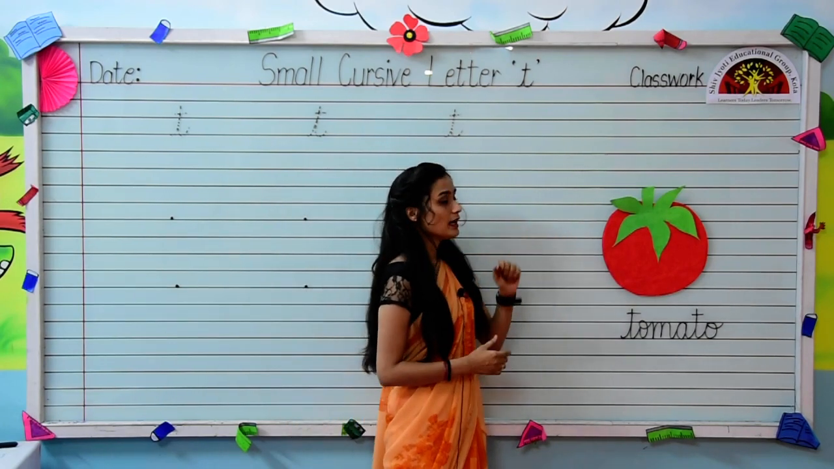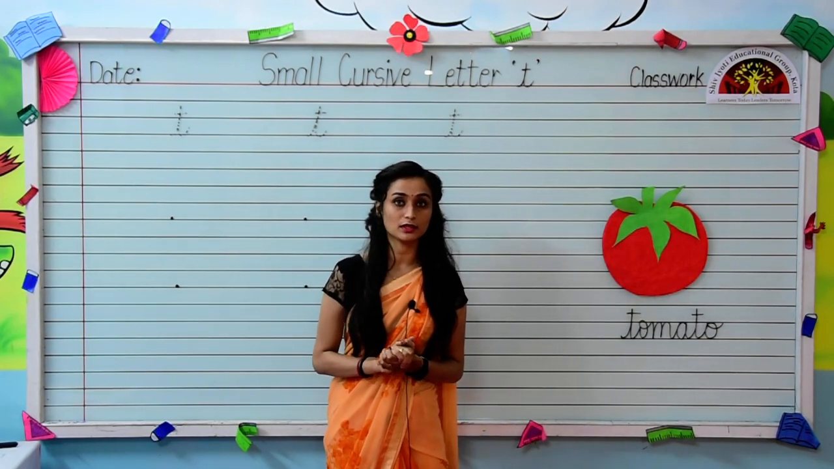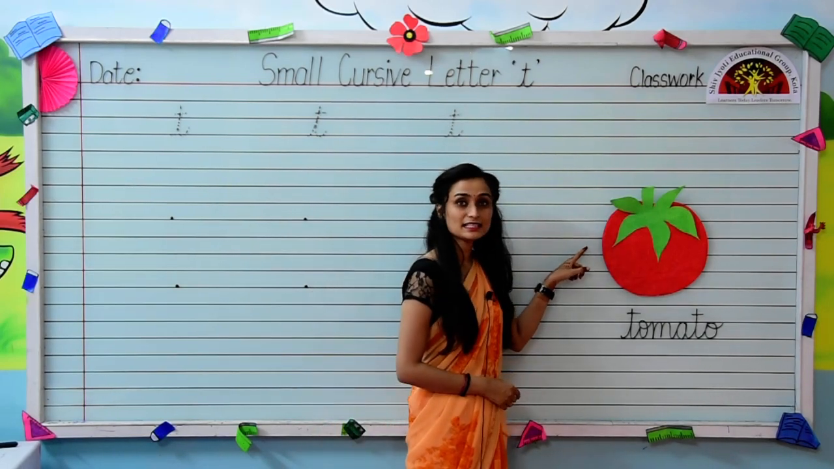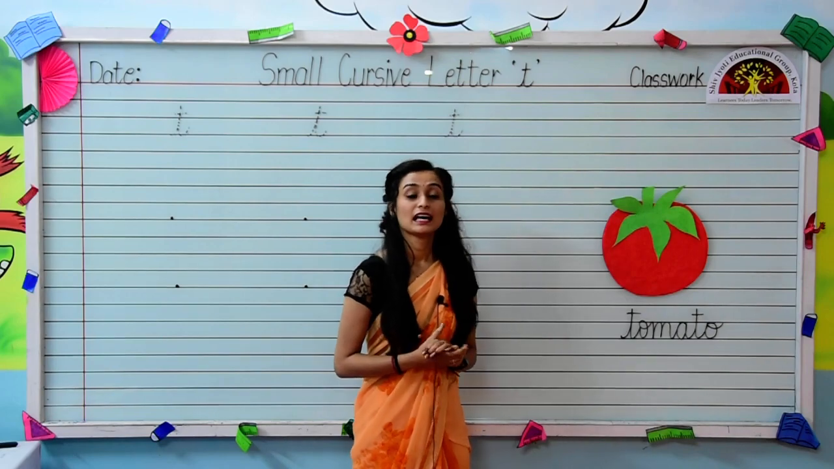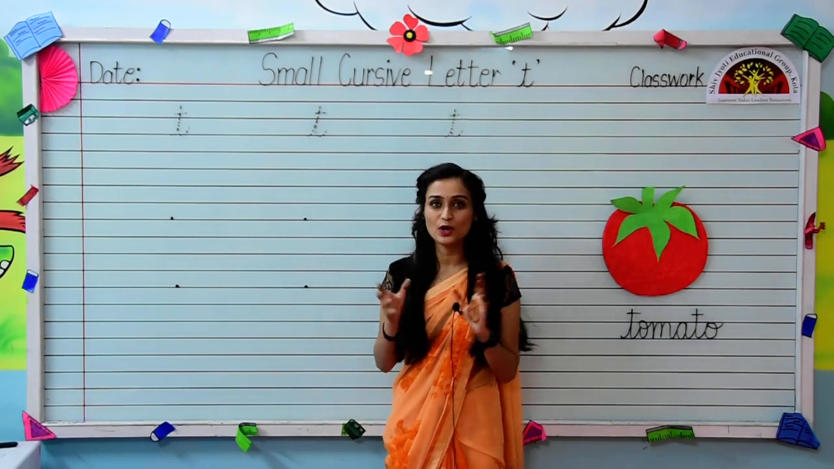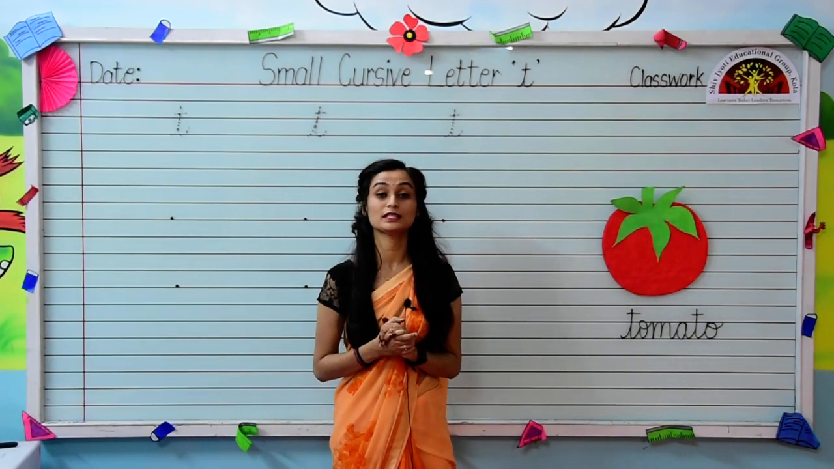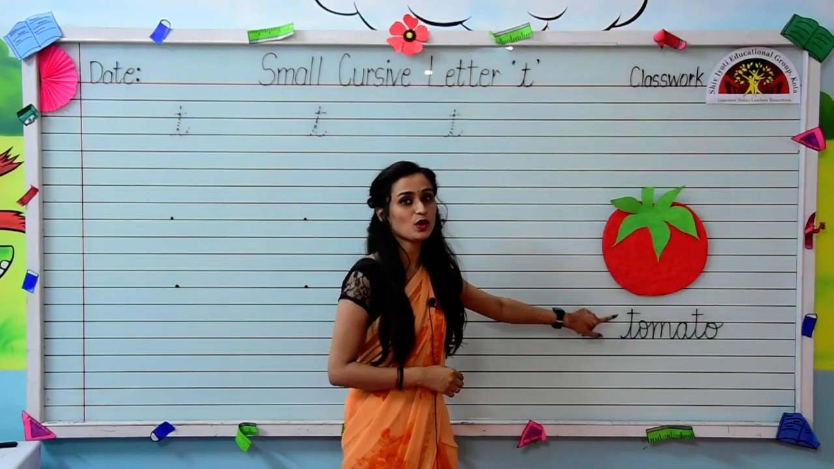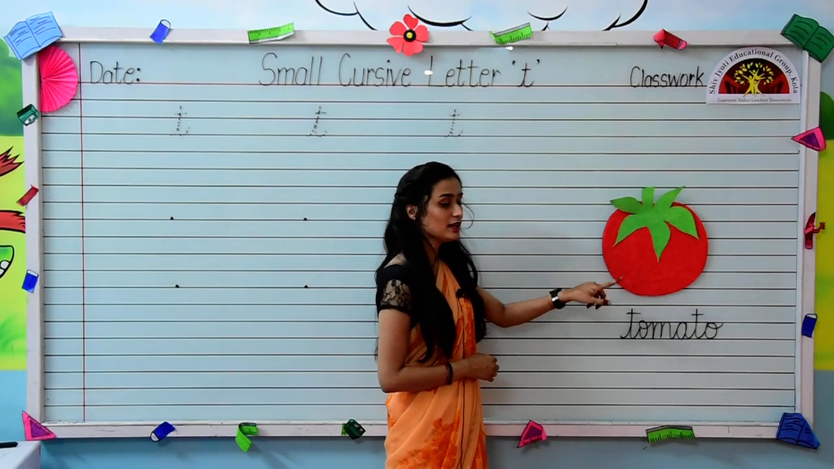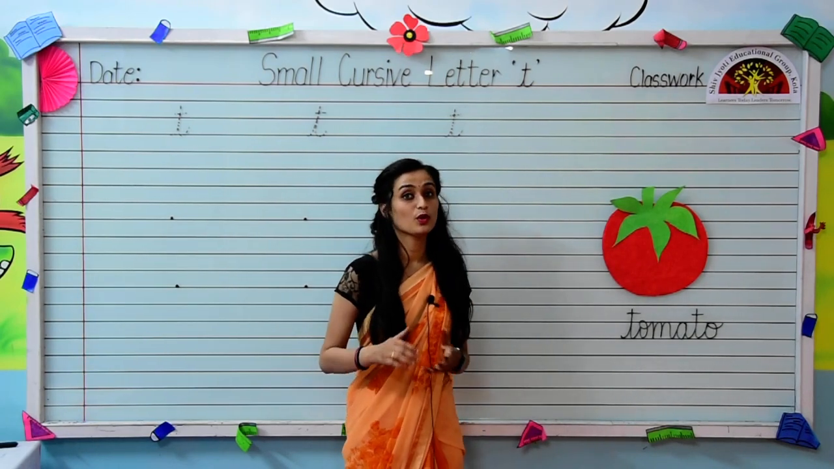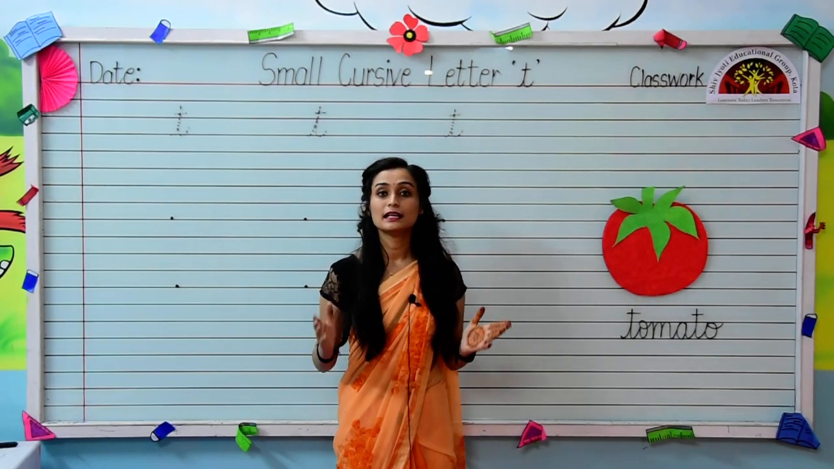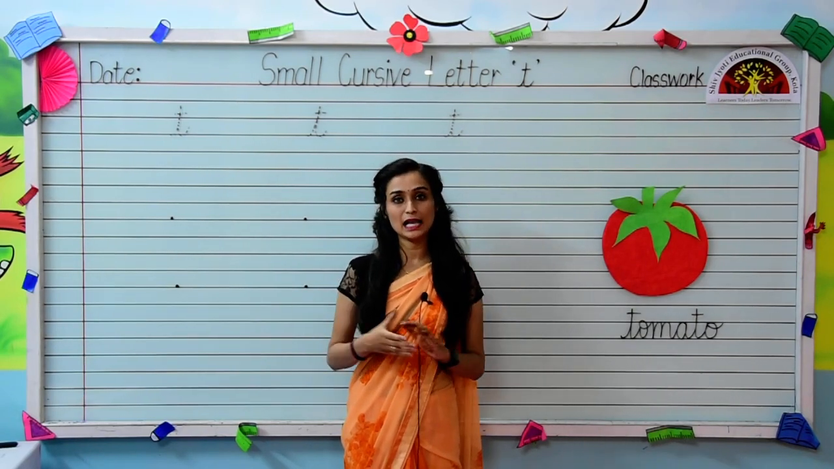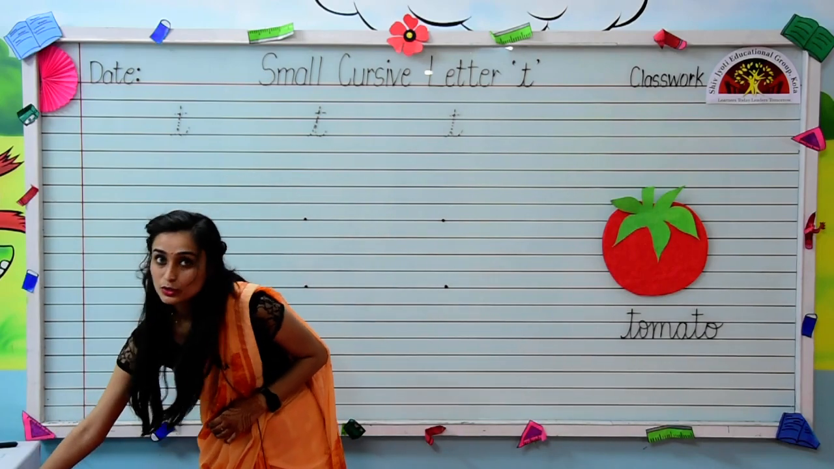Here I have pasted one picture. Can you please tell me what this is? Yes, this is a tomato. Red, juicy tomato. T for tomato. Very good, kids. Now we will see different formations of T with the help of this tool.